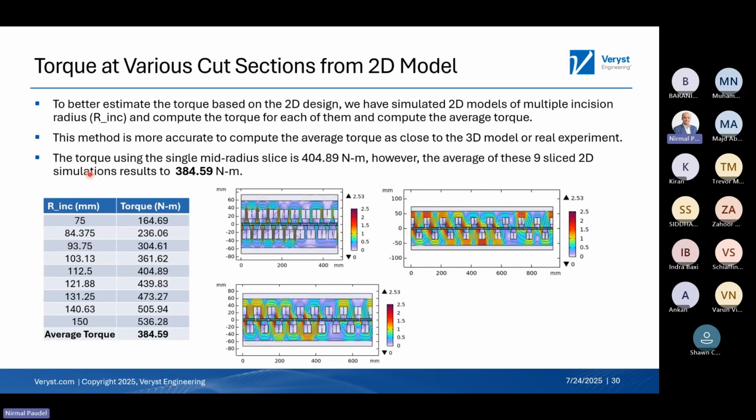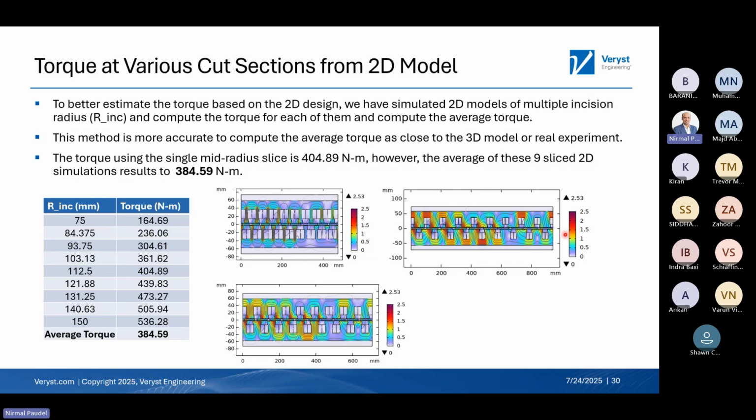This is the same idea here. We have the results where we slice this offset design and simulate it for 9 different slices. And then what we have here is a comparison for different radius. So if the radius is smaller, your motor in the linear fashion will be smaller. But when it's the outer radius, it's getting longer.